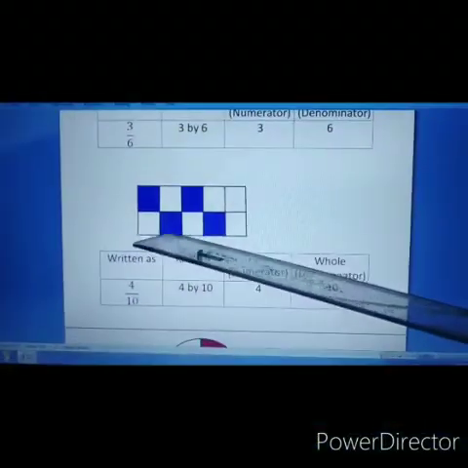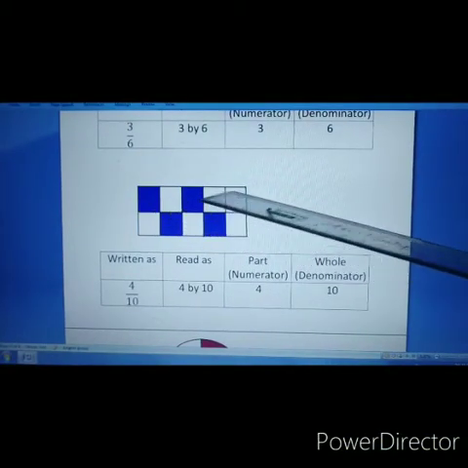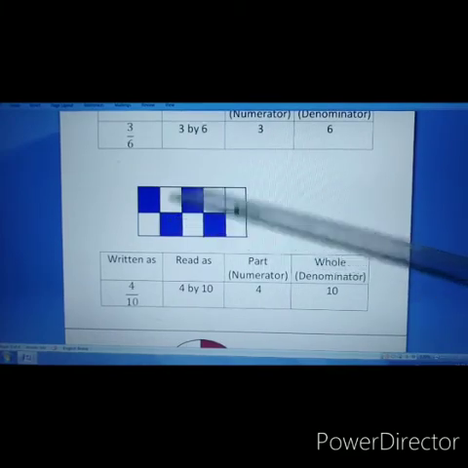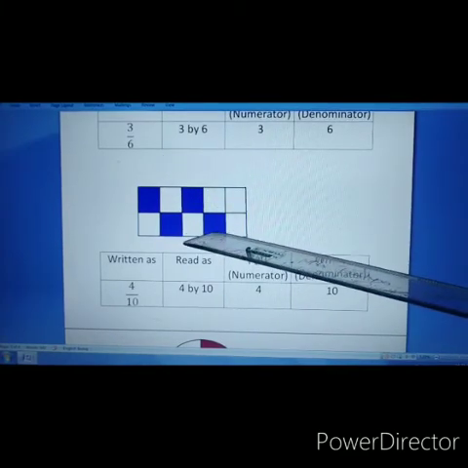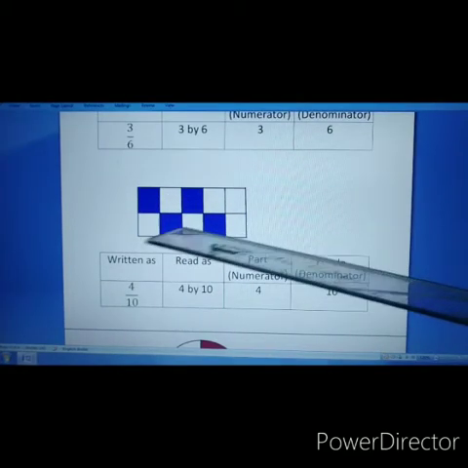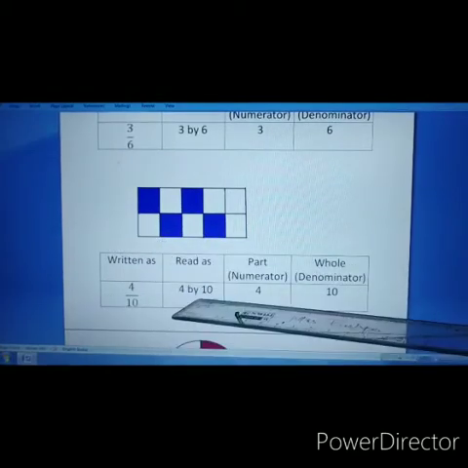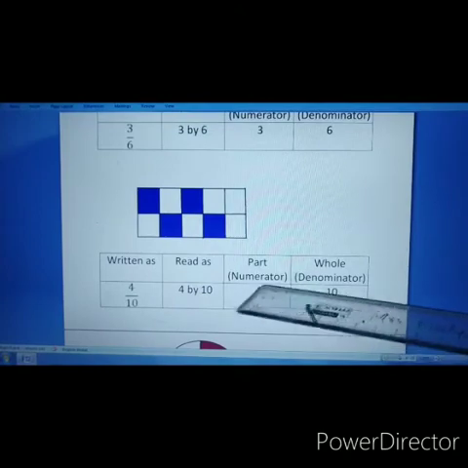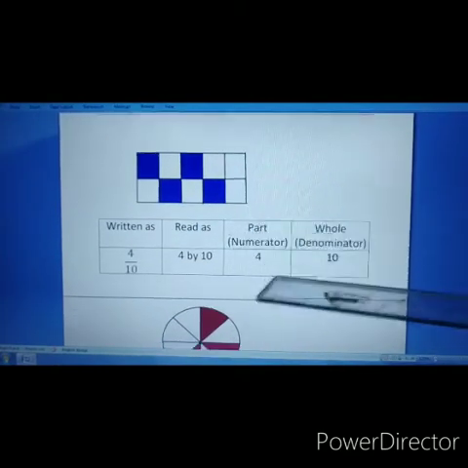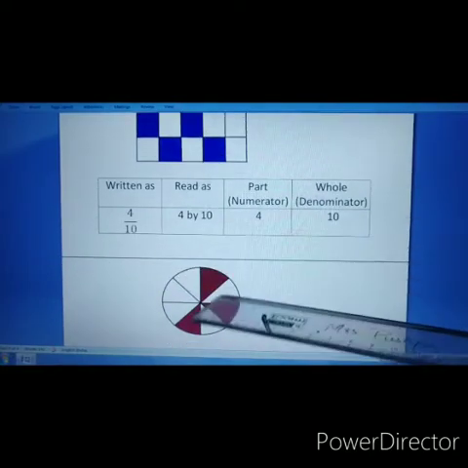This is also a rectangle. Here I have divided this rectangle into 10 equal parts. In these 10 equal parts I shaded 4 parts. That means 4 parts I selected. So this fraction we are writing 4 by 10 and read as 4 by 10 or 4 upon 10. Here the numerator is the colored part 4 and the denominator is 10. So this can be written as 4 by 10.